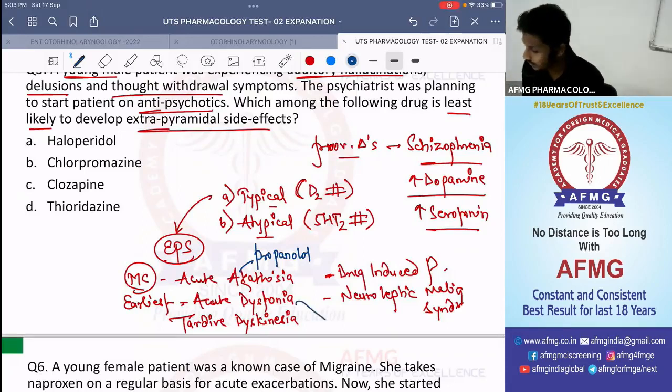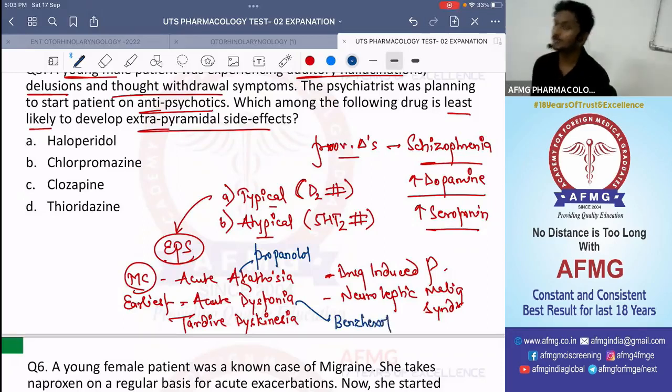Whereas for acute dystonia, what is the drug of choice? It is an anticholinergic drug like benzhexol, also known as trihexyphenidyl. This benzhexol is also the drug of choice for drug-induced Parkinsonism. So if they ask you the drug of choice for drug-induced Parkinsonism, the answer should be benzhexol. Remember another name too, because in options sometimes they will not give benzhexol. Another name is trihexyphenidyl.